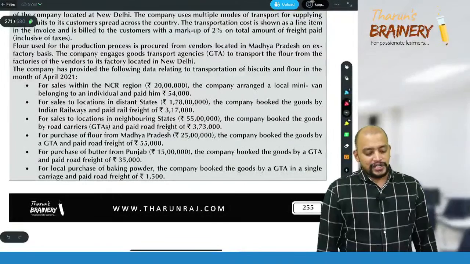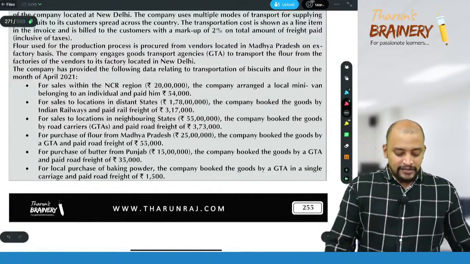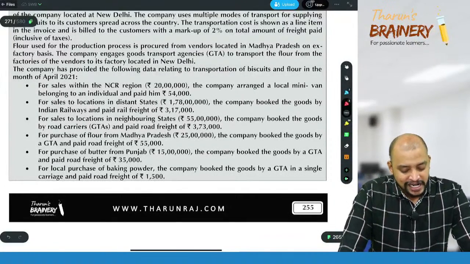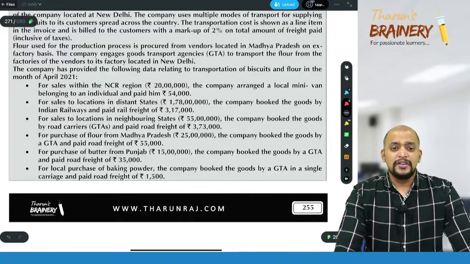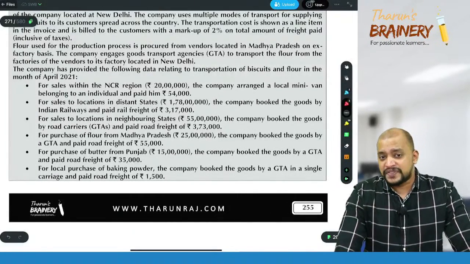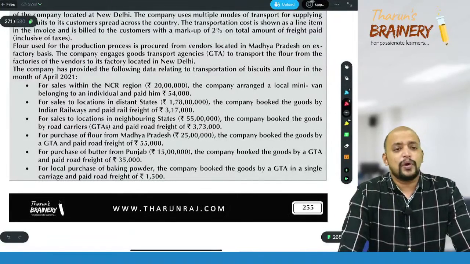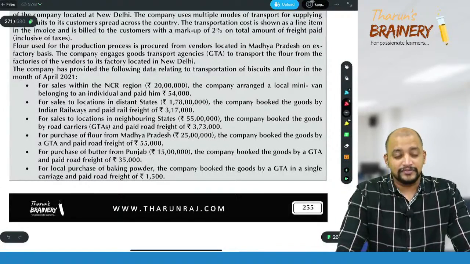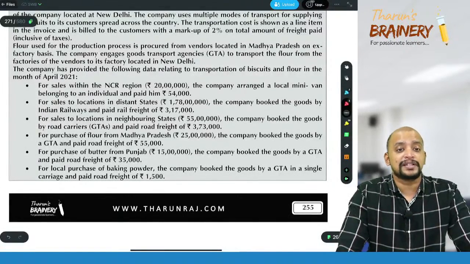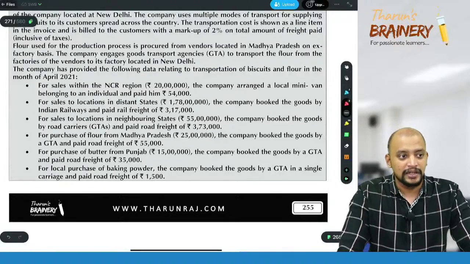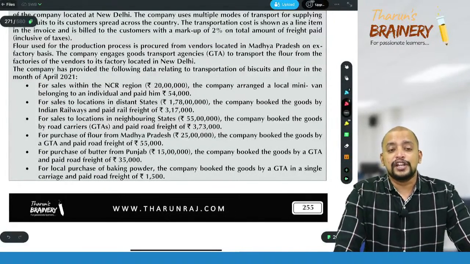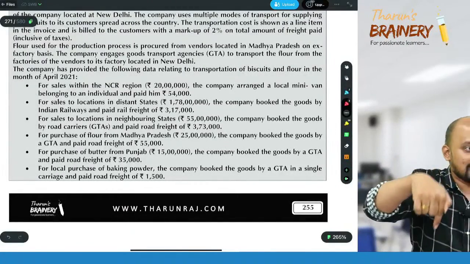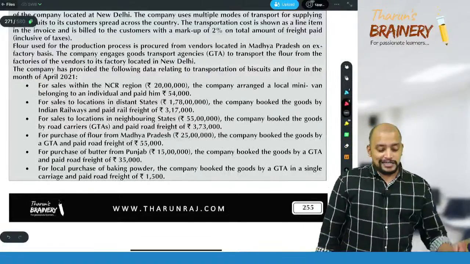Then next, number 3. For sales to locations in neighboring states, 55 lakhs, the company booked the GTA and paid road freight of 3,73,000. We don't know whether it will be FCM or RCM, but whatever it may be, GST is there, correct? But it is RCM, we know, because it is covered under 5% rate. 5% means RCM, okay. I told you that because we need to pay the GST. So while determining the computation of GST liable under RCM, we need to add this, okay. So we need to pay GST under RCM.